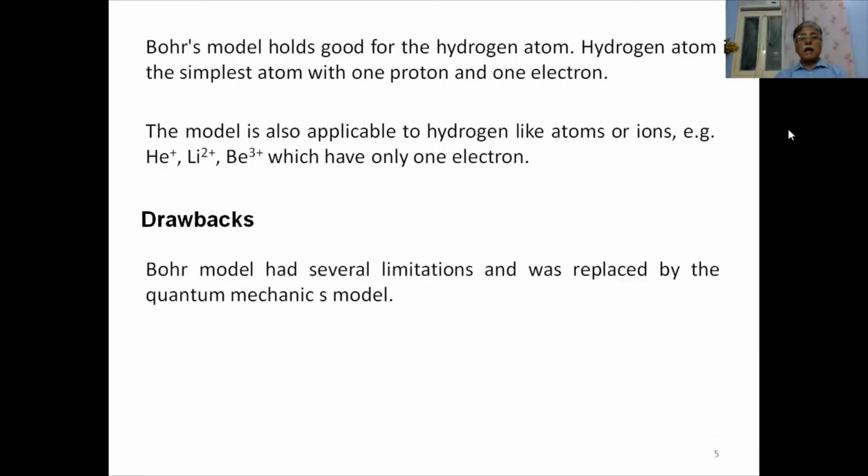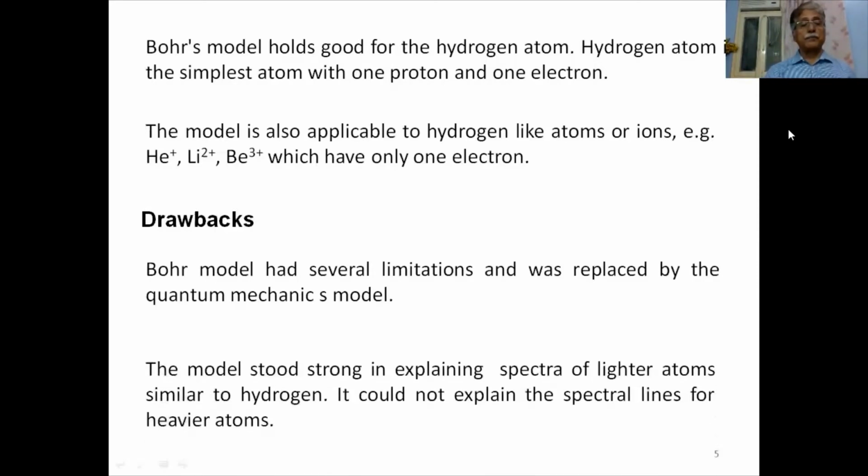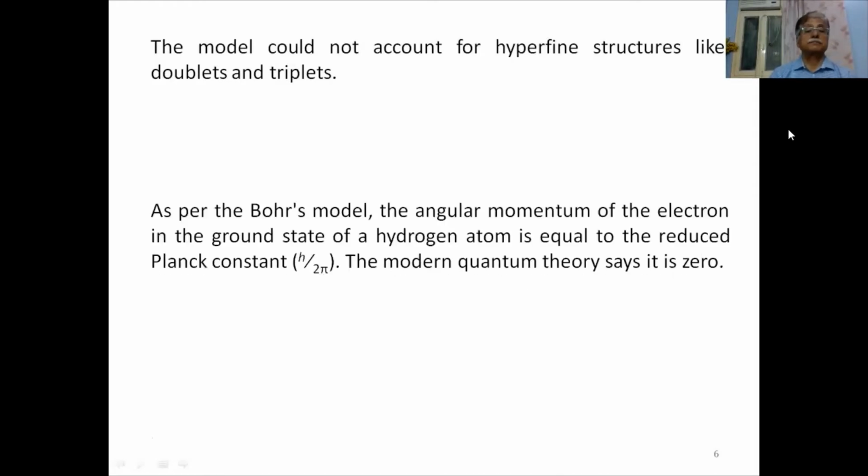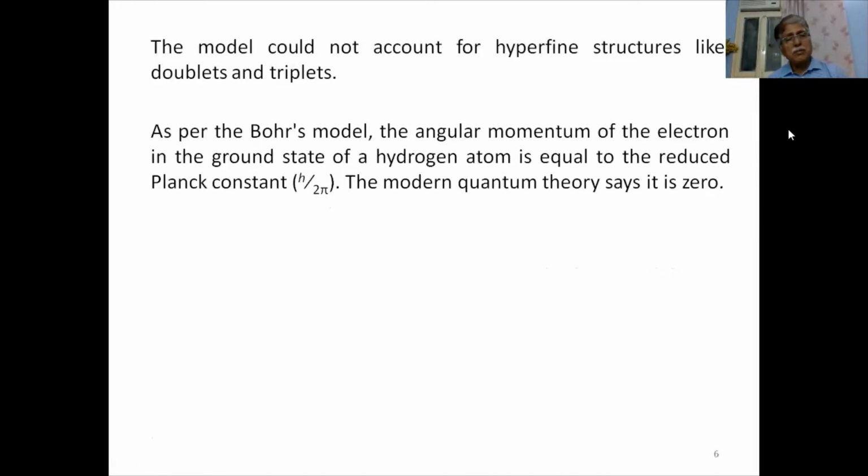Of course, the Bohr model had some limitations, and therefore it was replaced later by the quantum mechanical model. This model stood strong in explaining spectra of lighter atoms similar to hydrogen, but it could not explain the spectral lines of heavier atoms. It also could not account for hyperfine structures like doublets or triplets. Next drawback is, as per the Bohr model, the angular momentum of the electron in the ground state is h cross or h by 2 pi. However, the modern quantum theory says it should be 0.